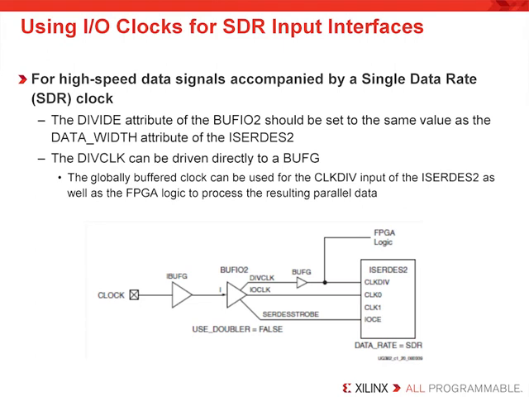In this slide, we're trying to describe how the I/O clock resources can be used in a single data rate application. In this case, the BUFIO2's divide capability allows it to be set to the same value as the data width attribute of the ISERDES primitive. The high-speed source clock comes into the FPGA through a dedicated clock pin and then gets divided down. It then can be distributed globally on a global routing resource, or BUFG. The div clock can also be used for the clock divide input to the ISERDES2 component. Note that the BUFIO2 also generates the SerDes strobe for the I/O clock enable input to the ISERDES2 block.